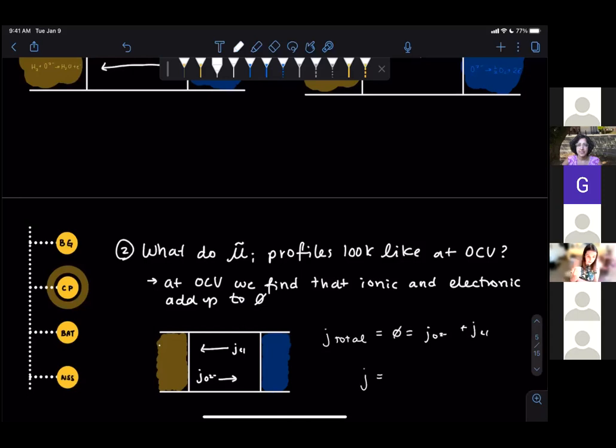Additionally, we've already covered that roughly the current of any species is going to be equal to the conductivity of that species divided by the elementary charge, times the gradient in the electrochemical potential of that species. So I'm making it one-dimensional, the d mu tilde dx. All right, so let's go through this slowly and think about what we can expect for these profiles.